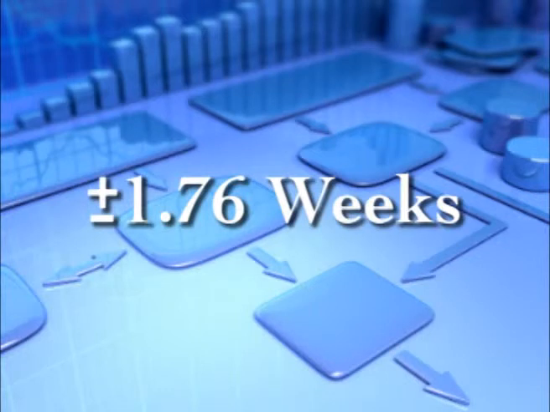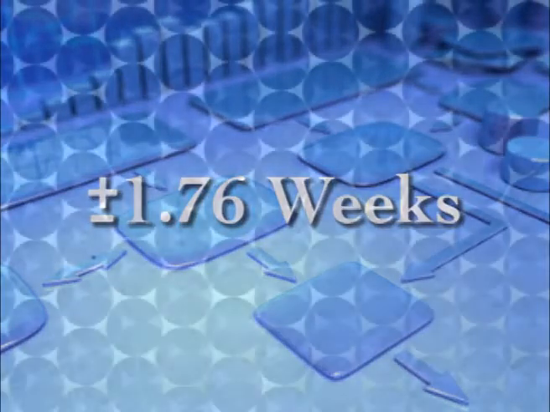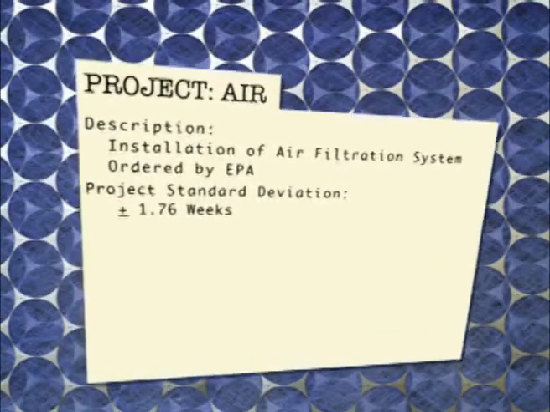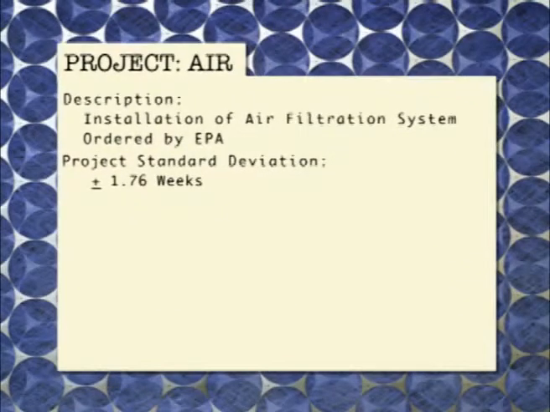Now that's a piece of valuable information, isn't it? We can do a lot with that information. We know that we could be in trouble. It depends on what this project is. In this case, this project is a compliance project. It is a project where the company has to put in an air filtration system. Otherwise, the EPA is going to shut them down. They have to do it within 16 weeks.